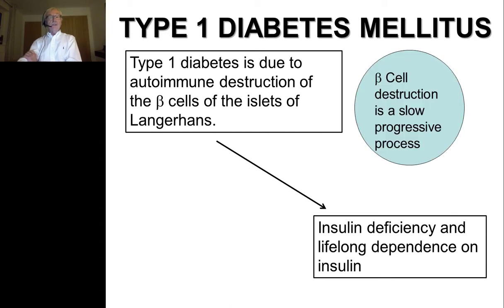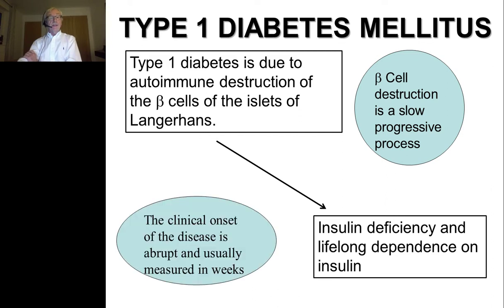This is due to the beta cell destruction, which is a slow and progressive process, taking several years to finally complete. Whereas the clinical onset of diabetes is abrupt, usually measured in weeks. So you get this destruction happening for a long time, and then suddenly the individual becomes diabetic. And in many cases, the first sign is actual presentation into A&E with ketoacidosis and hyperglycemia.